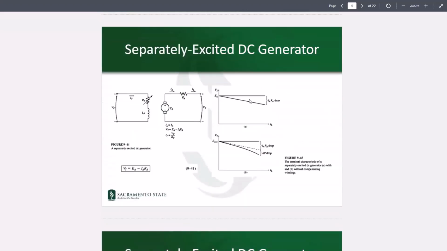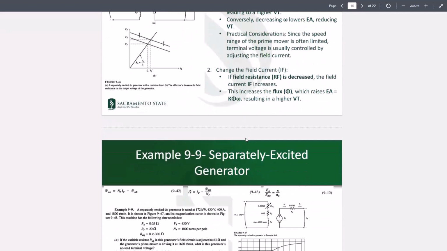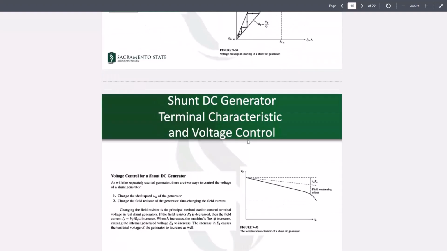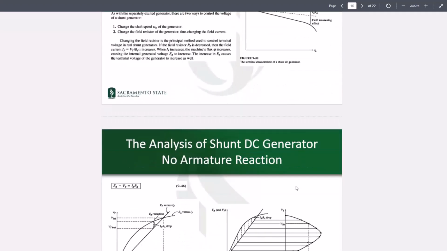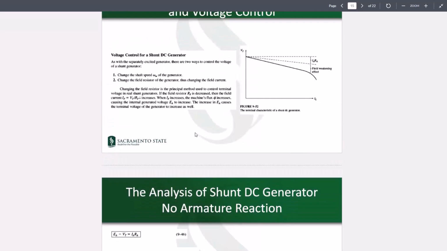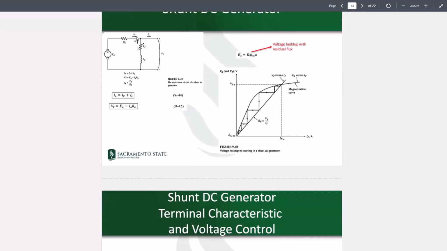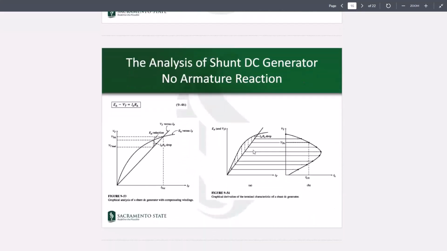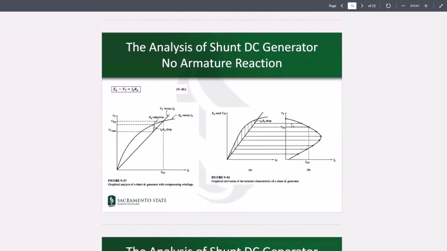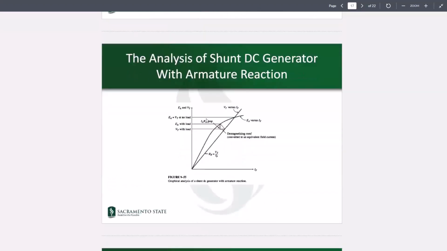In the separately excited generator, if there is no armature reaction, this would be the relationship that you get because IA would be the same as IL. But keep in mind that in the shunt generator, there is now the effect of IL not being equal to IA. Therefore, you would need to use this method in order to come up with the actual characteristic of the machine. Now, if you have armature reaction, you would be adding a demagnetization also.